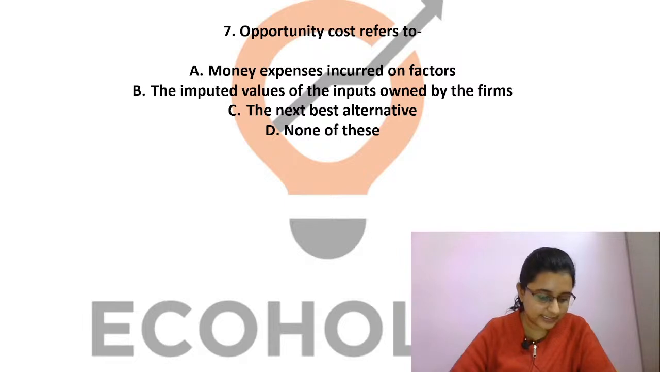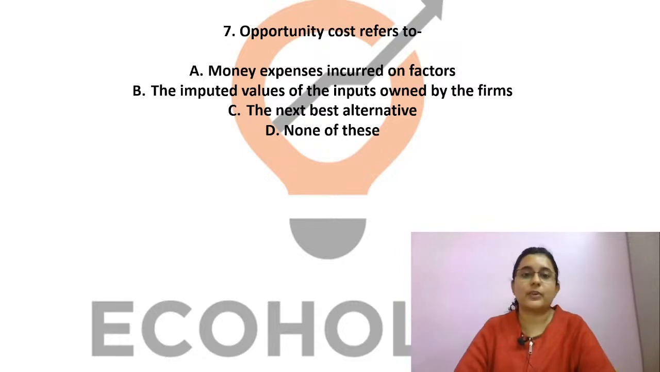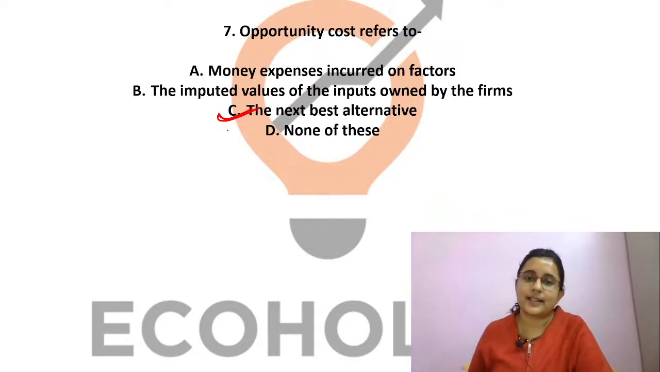Okay, all of you are telling me C. Okay, great. Craft and culture, Ashay, Dania, Nusrat, Ramat, Sanjay, Pranay. Okay, yes. Opportunity cost refers to the next best alternative. This is the correct one. Opportunity cost definitely refers to the next best alternative.